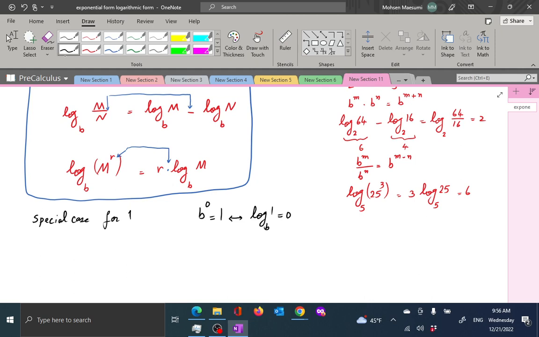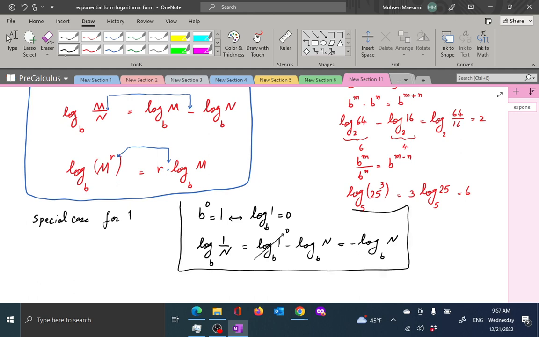which implies the following. If you have logarithm of a unit fraction 1 over n, here I had m over n, but what if it is 1 over n in any base? Well, it's going to be logarithm of numerator minus logarithm of denominator, and this is just 0, and we end up with minus logarithm of denominator. So we have this case for 1.